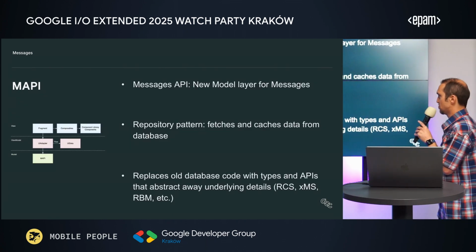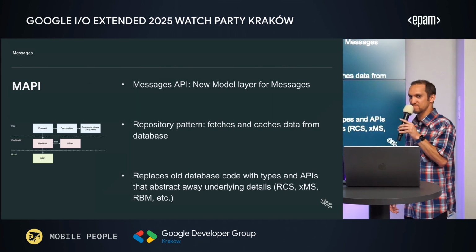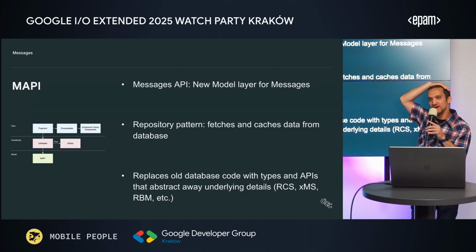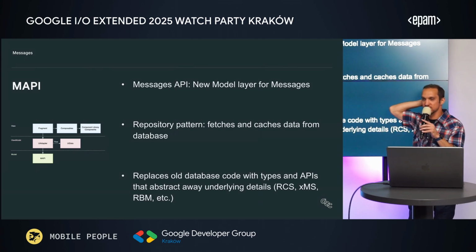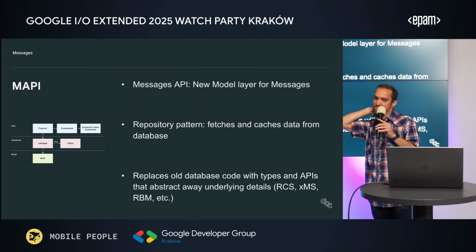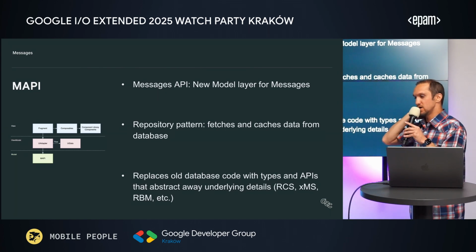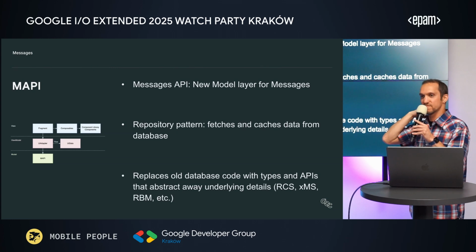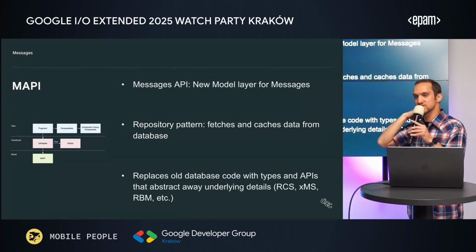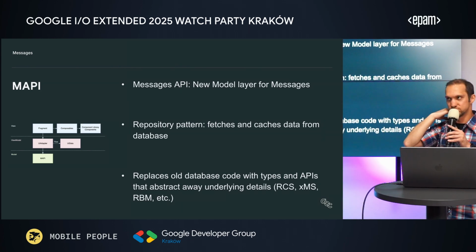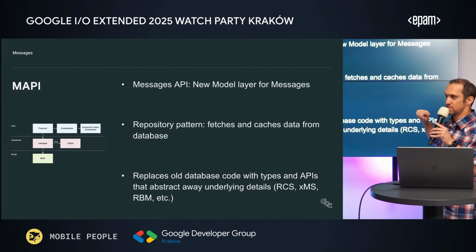So MAPI, what is MAPI? MAPI stands for Messages API. It's basically our new model layer for messages. In the past, we had a very different approach to how we access data. Very often, fragments would actually call into the database directly and wait for data. So this is a completely new model.